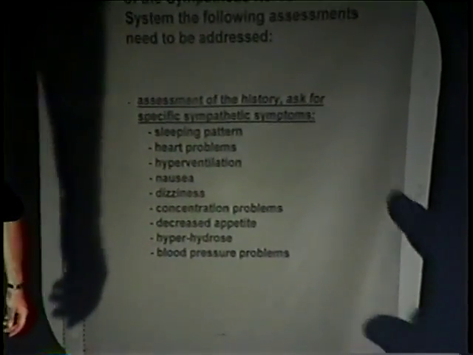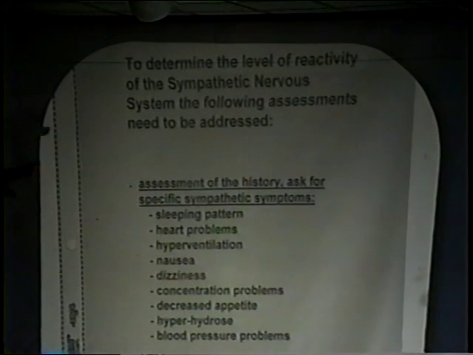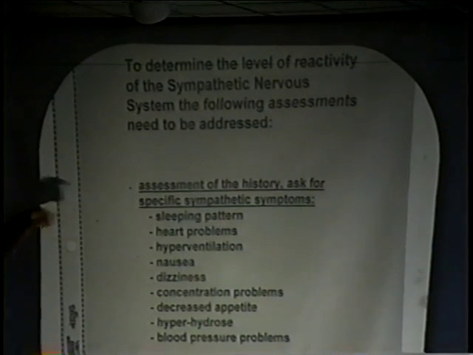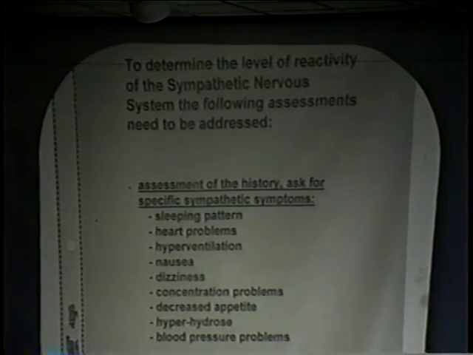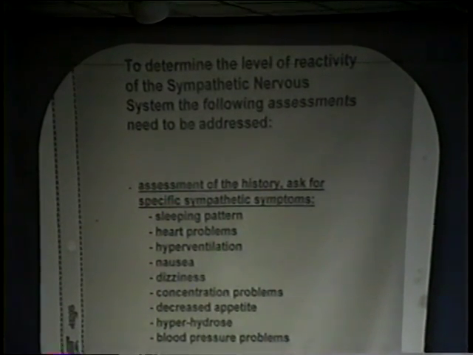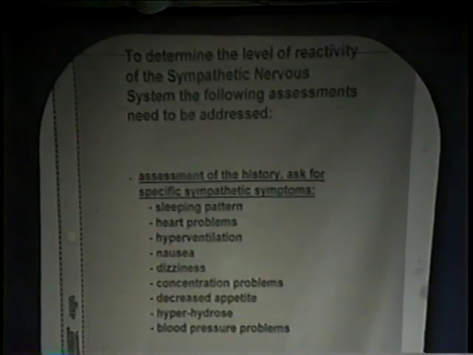To determine the level of reactivity of the sympathetic nervous system, the following assessments need to be addressed. What you can do with a patient like this is, if you do your history, you can ask him if he has a sleeping pattern problem. Can he sleep? Heart problems, hyperventilation. Does somebody hyperventilate? You can see that.